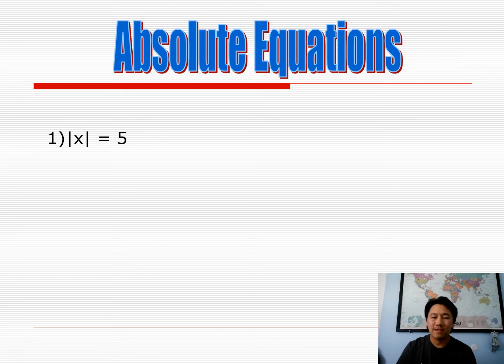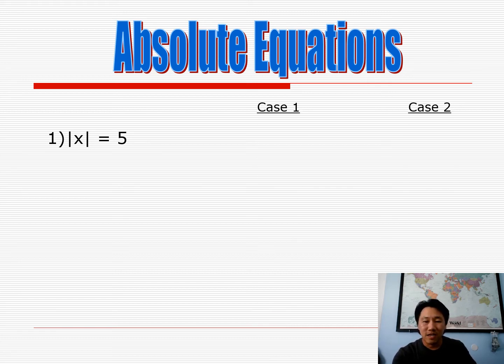Here we have some examples of absolute value equations. All you got to do is solve for x. What can x possibly be so that when it comes out, it's a 5? Well, with absolute value equations, you're always going to have two solutions. Well, sometimes two solutions or maybe zero solutions. All right, so we're going to go ahead and do both cases.